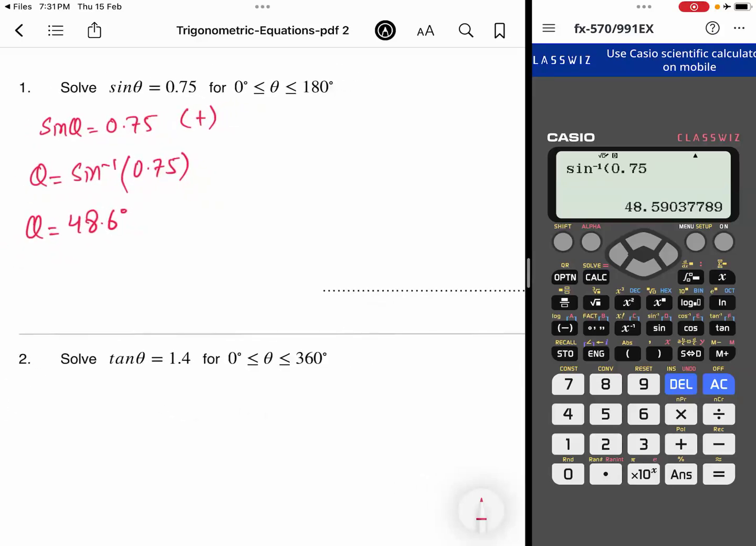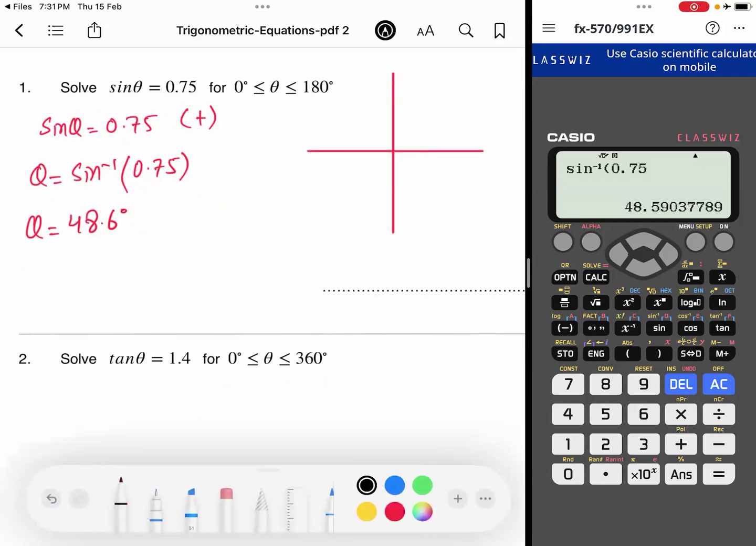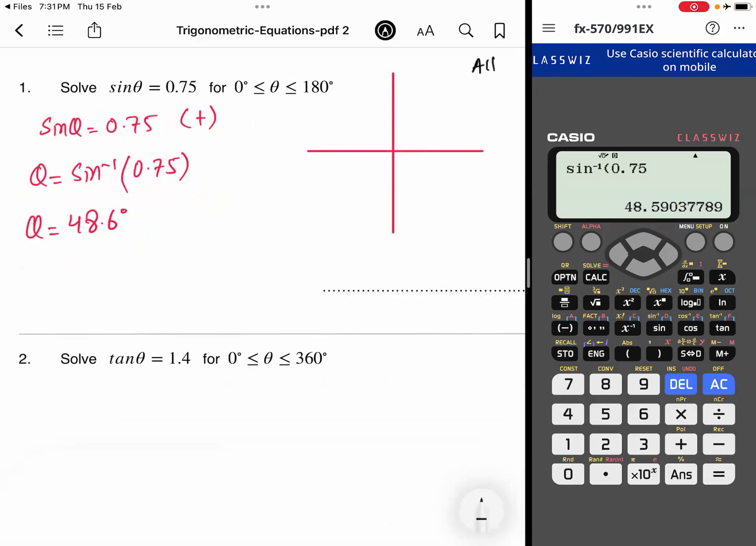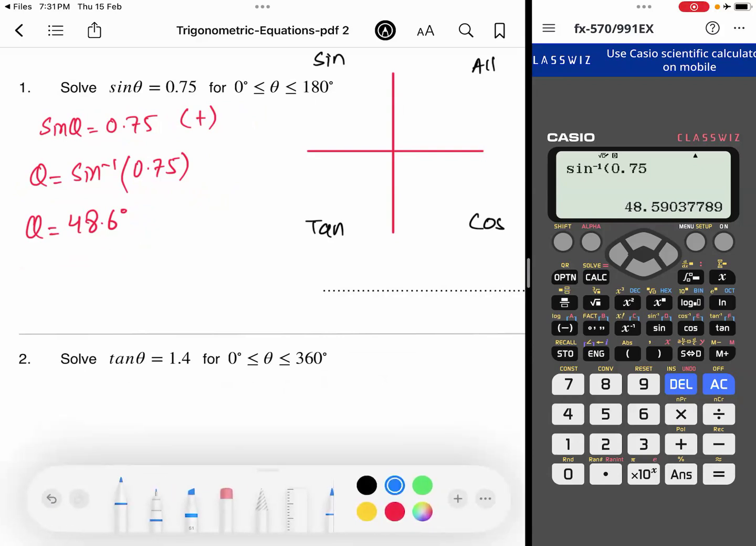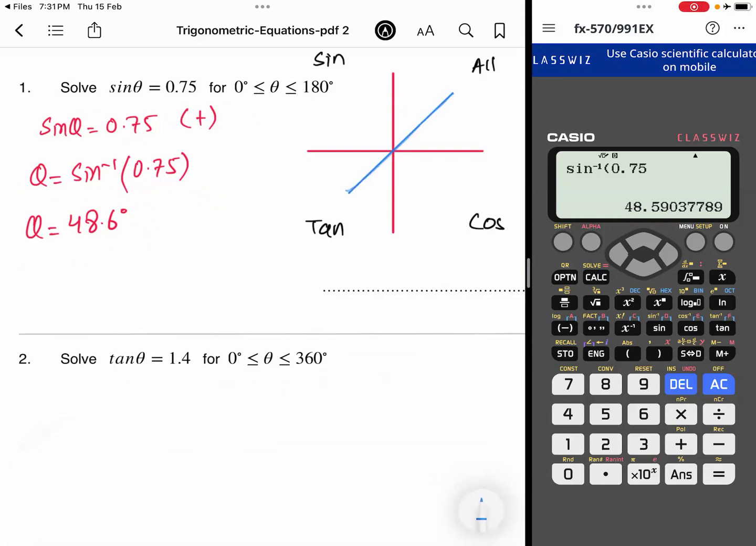So now I want another answer as well. We want another positive answer. So for that, we are going to draw a plus here. Right, Alina? यहाँ पे मैं लिख दूंगा all, यहाँ पे मैं लिखूंगा sin, यहाँ पे मैं लिखूंगा tan, और यहाँ पे मैं लिखूंगा cos. Is this clear or not? Yes, sir. Then you have to draw a cross like this. Is this clear?